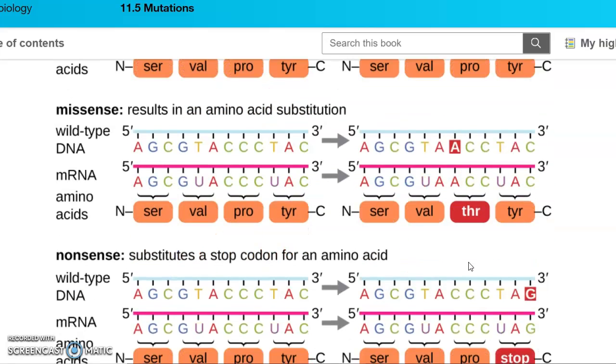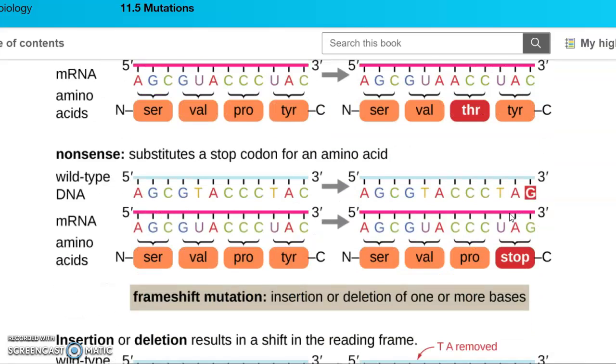However, in this example, instead of CCC, we get ACC. This is called a missense mutation, because now instead of proline here, we have threonine. So now our protein sequence is wrong. It is not what it should be. So that's called a missense mutation.